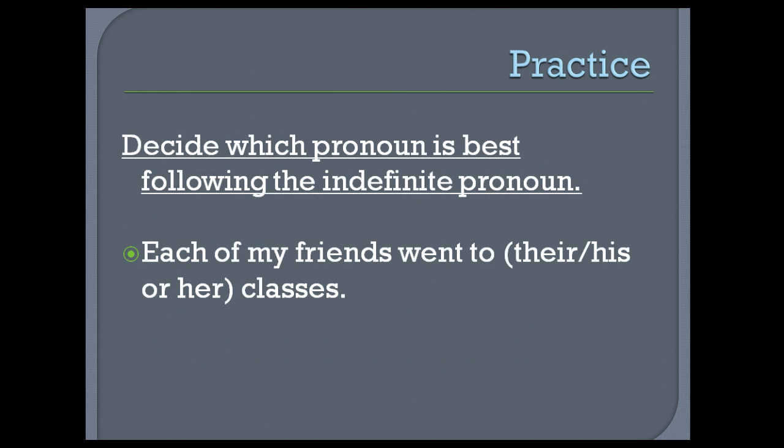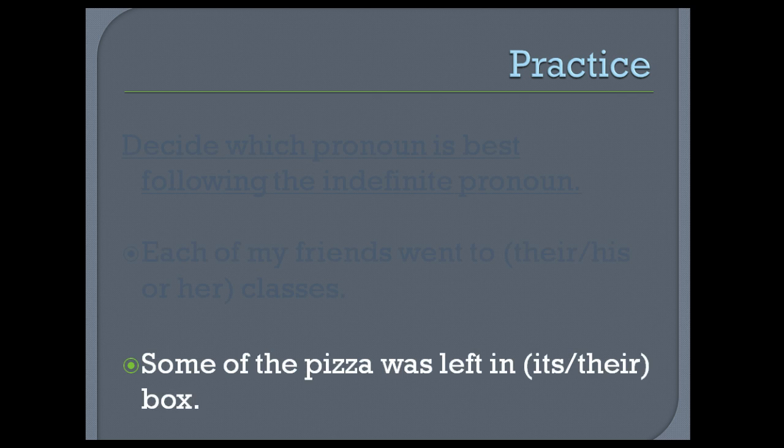Decide which pronoun is best following each of the indefinite pronouns. Each of my friends went to their or his or her classes. You say it's friends, their, plural, done. That's great, except friends isn't the antecedent. Each is the antecedent. Each, if you go back to your list, is singular. Therefore, it's each went to his or her classes. Of my friends makes no difference. In fact, it might only make a negative difference by distracting you from what needs to happen.